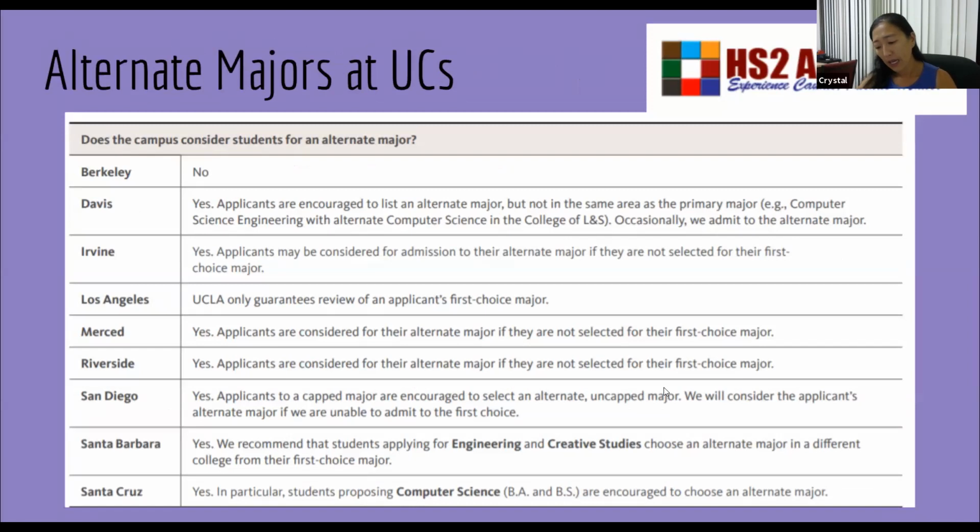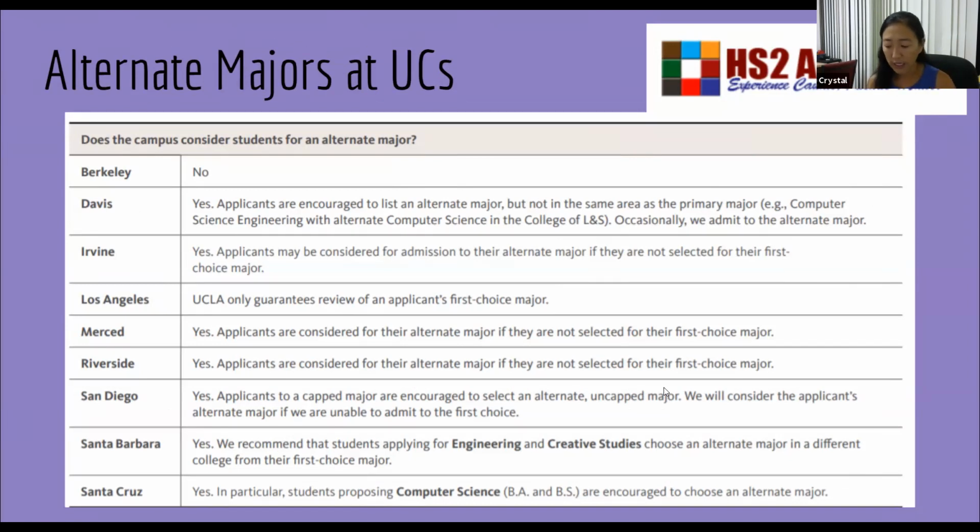So on the UC application, all the schools except Berkeley allow students to choose a second choice major. So I wanted to, again, clarify a little bit on how the schools utilize that second choice. If a student chooses a major within one of the competitive colleges, like engineering, then they need to choose an alternative major that's outside of the engineering school, with the exception of UCLA. That's the only one that doesn't guarantee they will look at an applicant's second choice major.